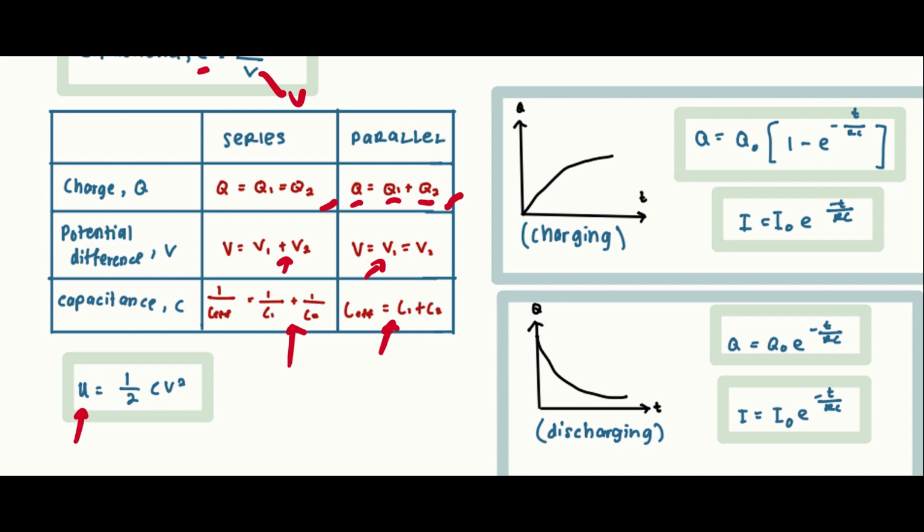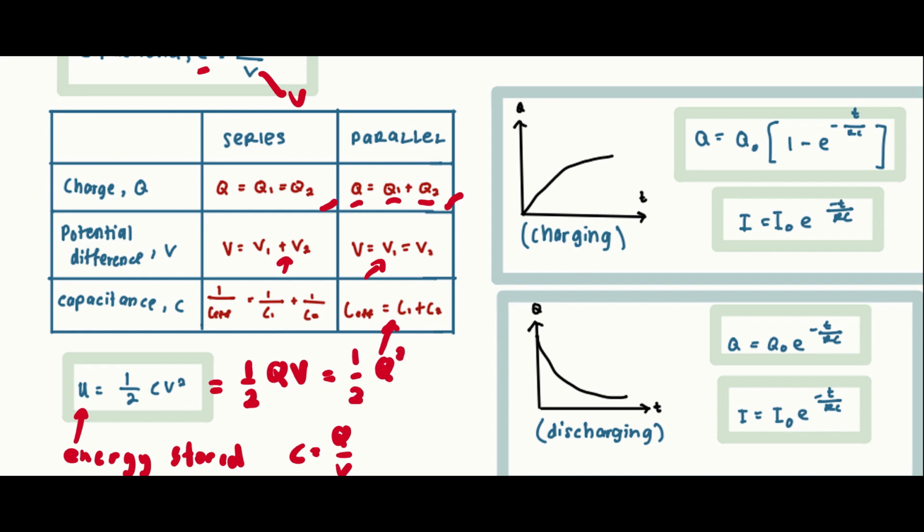And this is the equation for U. U is the energy stored in the capacitor. The basic equation is half CV squared, and since C equals Q over V, you can also expand the equation to half QV and half Q squared over C.